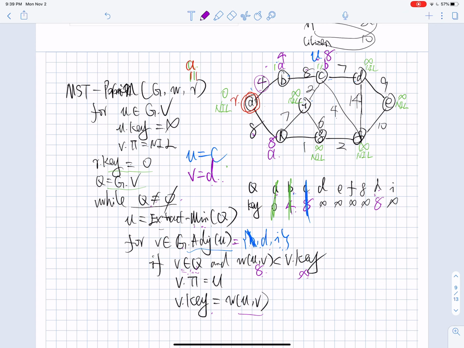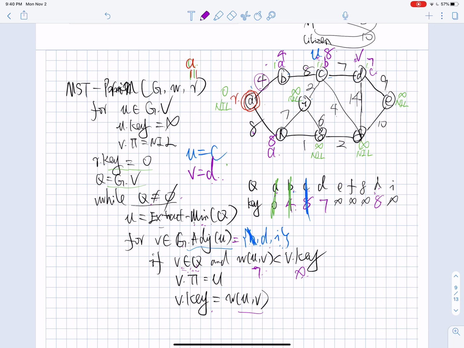Okay, when V is equal to D, yes, D is inside the queue. And then what is WV and V dot key? So V is here, okay? So this is U and this is W, and then WV is 7, V dot key is infinity, so this is true. So what we do is that we're going to set V dot key as the weight of the edge, and also we're going to update its parent as U. So its parent becomes C. So here we just update it as 7.